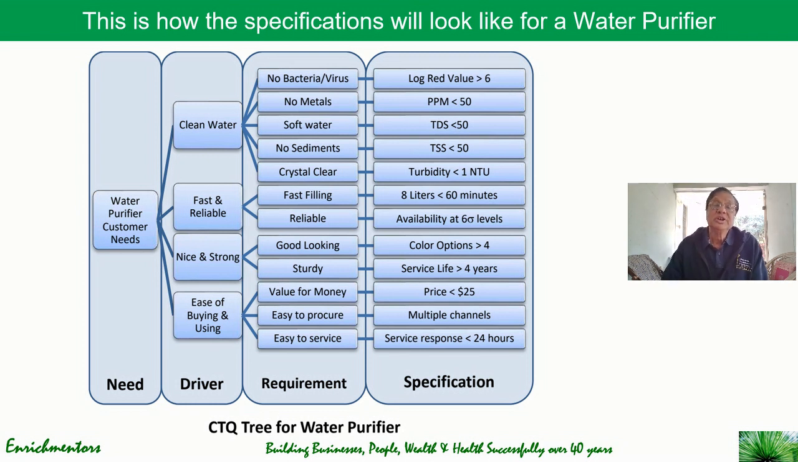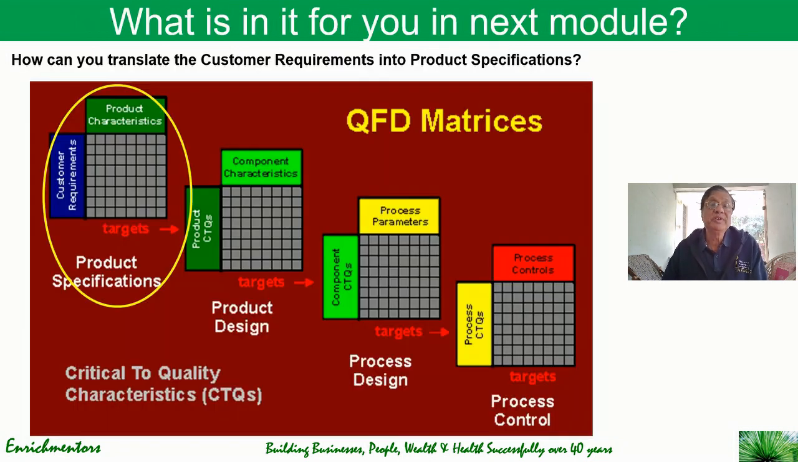Wonderful. So what do we do in the next module? We will look at how we translate these customer requirements, as we saw in the third column, into the fourth column. The customer requirements are still in the customer voice, in terms of being no sediment, and how we translate that into product specifications is what we will talk about in the next module.